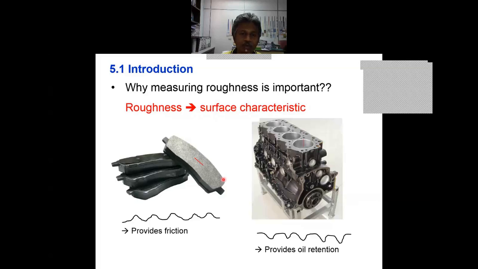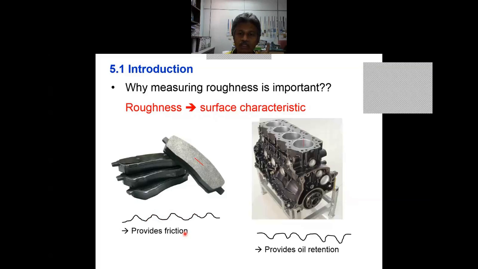If you look at a brake pad, the purpose of a brake pad is to provide friction. You must be able to stop the vehicle. It must be able to provide friction. So the engineer who designs this surface designs it in such a way that you have peaks coming up like this. So the surface is designed in such a way it can provide friction.